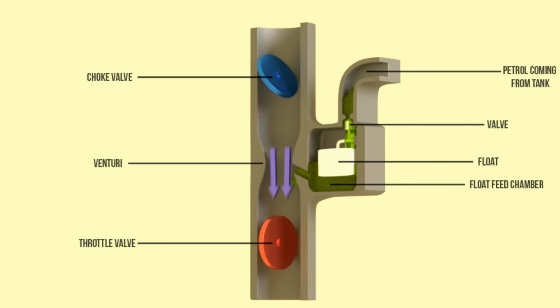As the float feed chamber empties, the float in the chamber falls and opens the valve, which then has more petrol come in from the main tank. Once it's replenished, the float rises to close the valve again, and that is basically how a carburetor works.